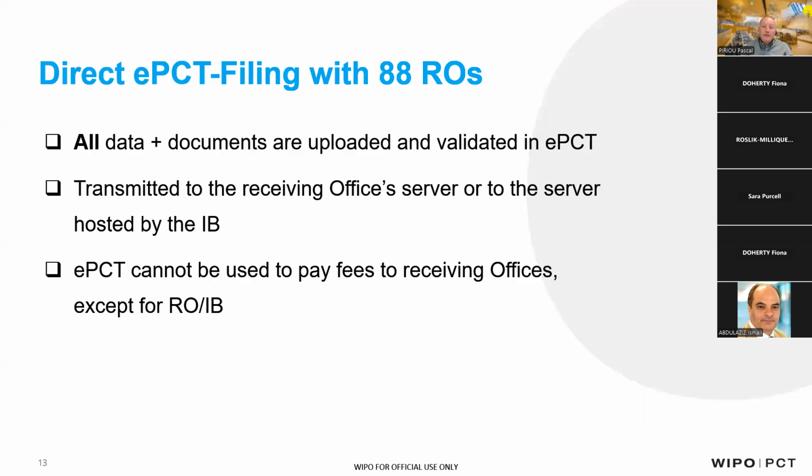So it's direct filing with 88 receiving offices. So meaning that all data and documents are uploaded and validated in ePCT. Then the package is transmitted to the receiving office server or to the server hosted by IB. And just for your information, our GB server is now hosted by IB since December 10.